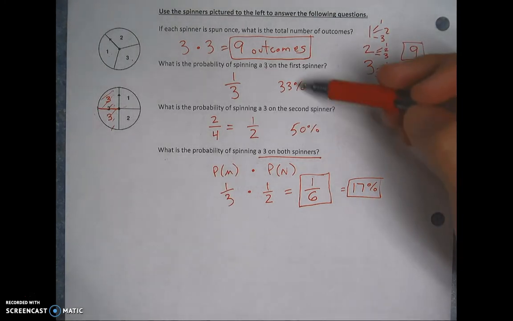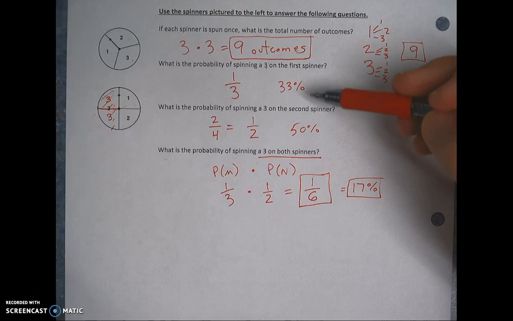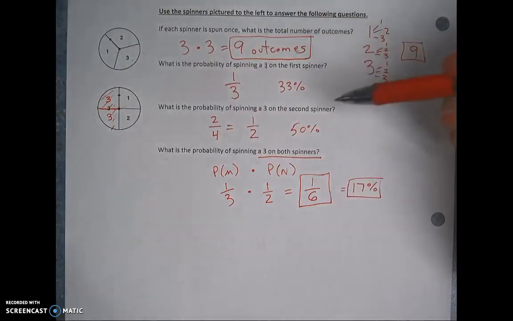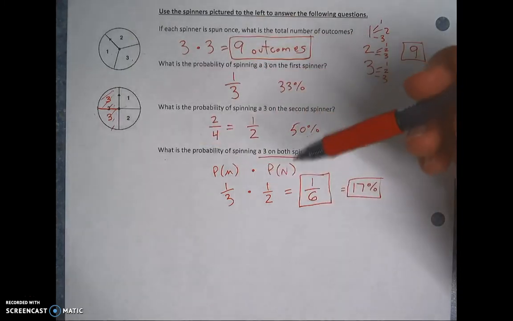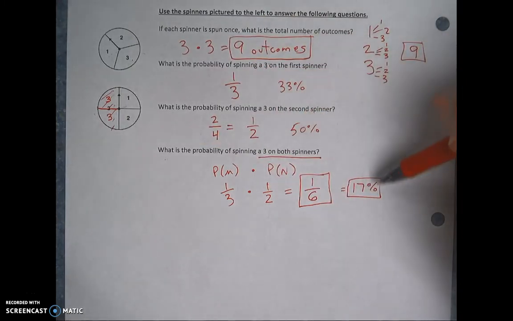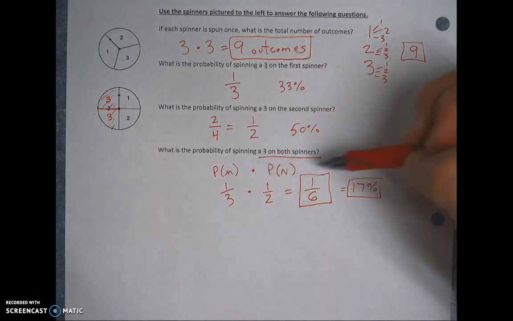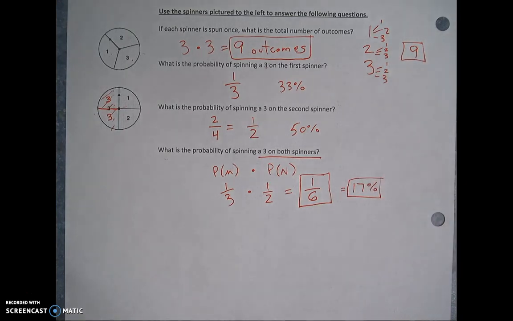So individually, they have a decent chance of happening. Get a 3 here, get a 3 here. But the chance of them happening back to back in 2 spins in a row is only 17%. So the more times you spin these and you want to get a 3 every single time, your probability and your percentages will continue to drop.